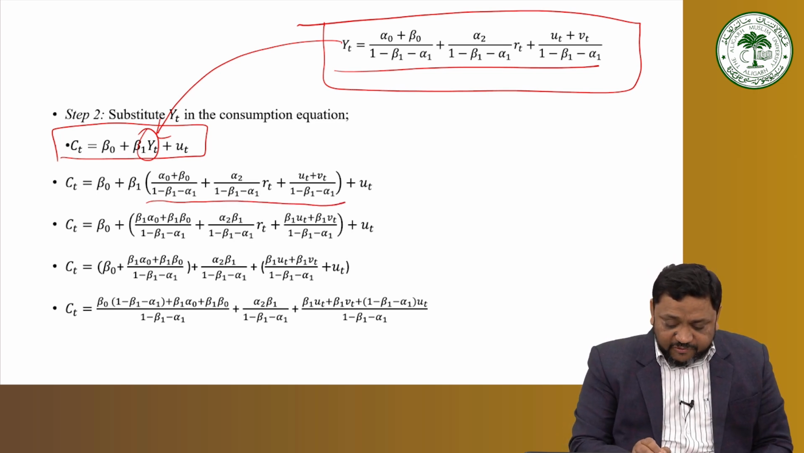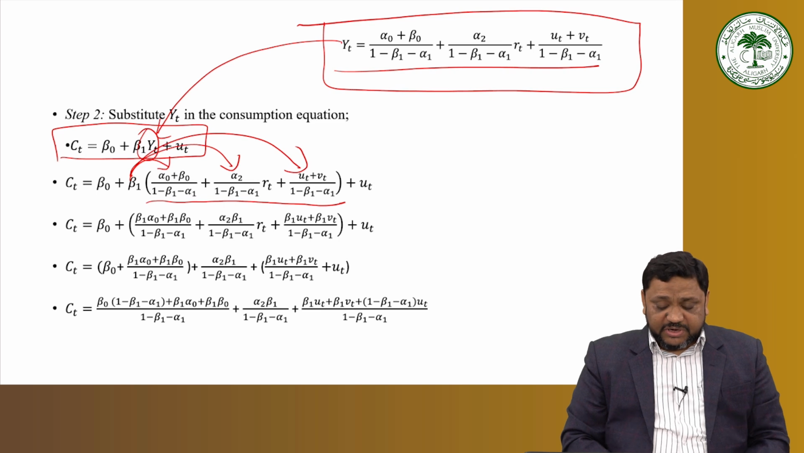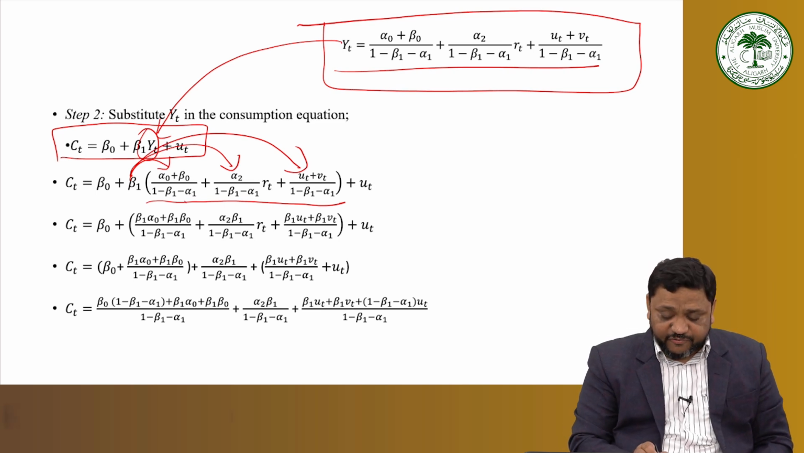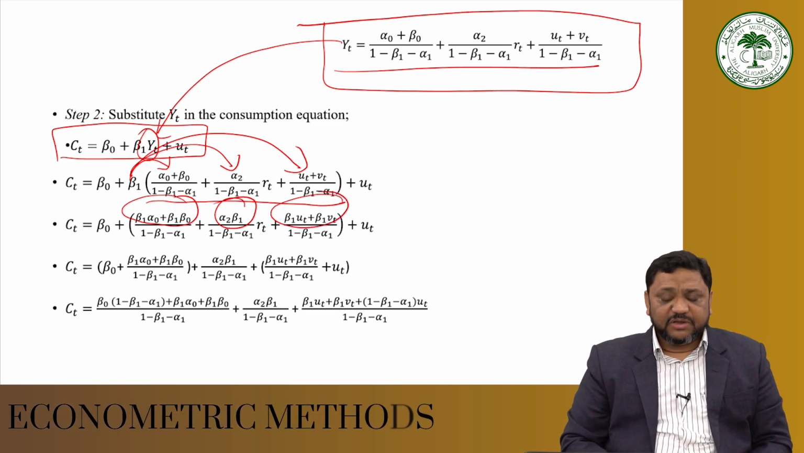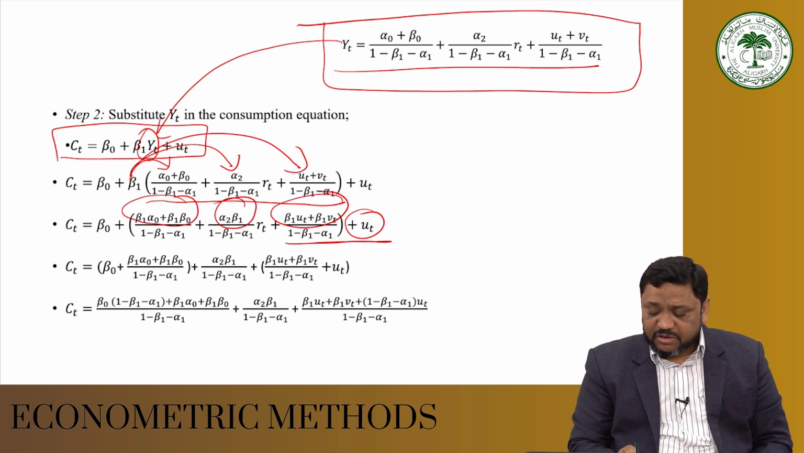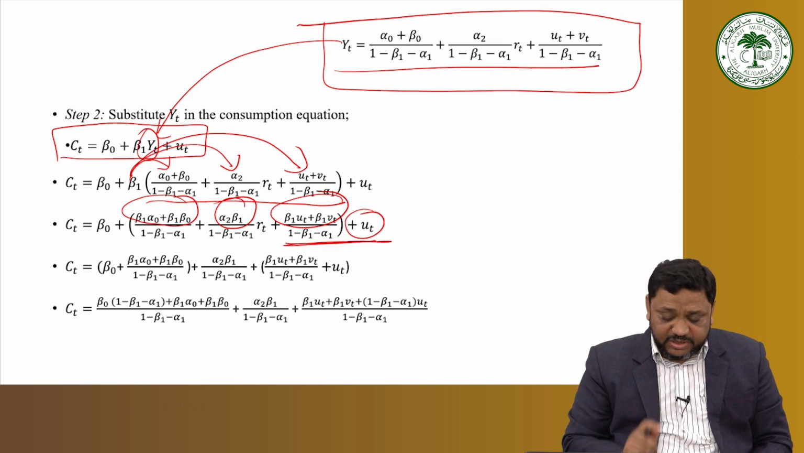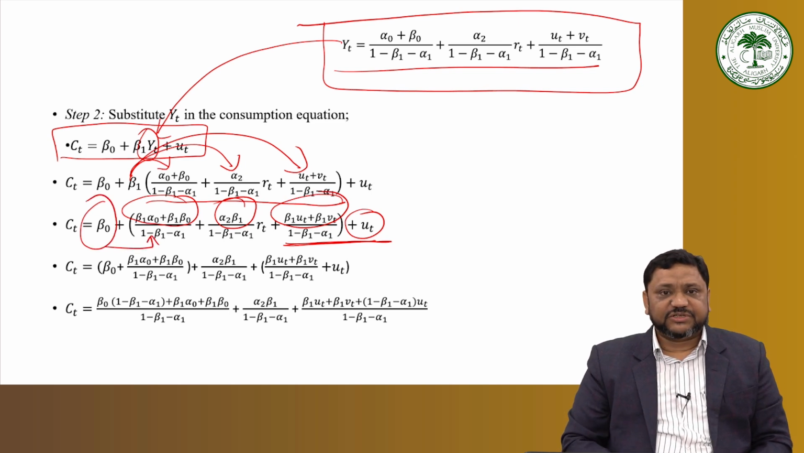Now first of all, we open the bracket and b1 is multiplied with all these three terms. So we can find beta 1 alpha naught plus beta 1 b naught over here. Here also alpha 2 multiplied by beta 1. Here also beta 1 ut and beta 1 vt divided by the same 1 minus beta 1 minus alpha 1. Now we have an ut term over here. We add this ut term to the third term and we have a beta naught over here. We add this beta naught to the first term.